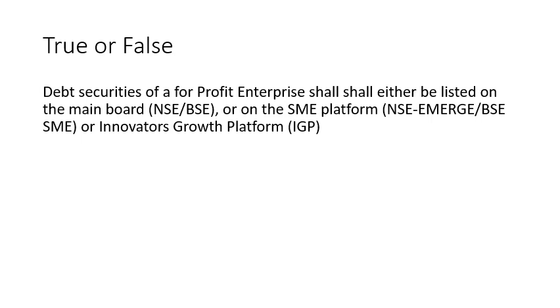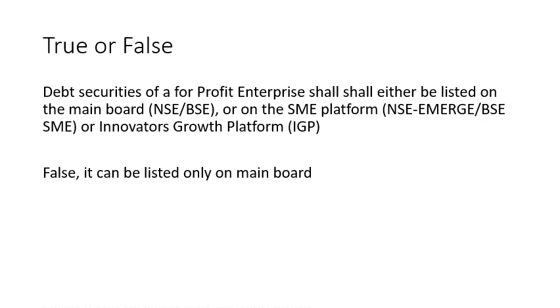Which one is the next one? The next statement is related to the listing of securities. Debt securities for a profit enterprise shall either be listed on the main board or on SME platform or on innovators group platform. Is such a facility available for debt securities? Is the statement true or false? The answer is false, because it can only be listed on main board. I'm talking about debt securities here. Please be very clear about that. This statement which is written is actually applicable for equity and not for debt securities.